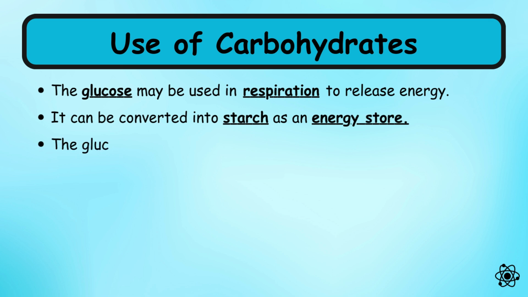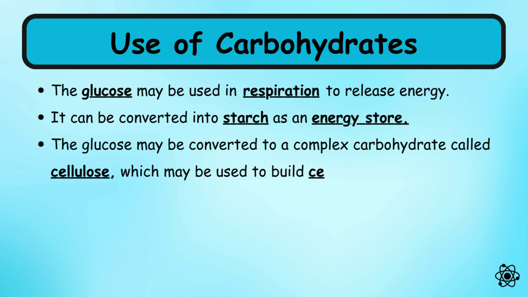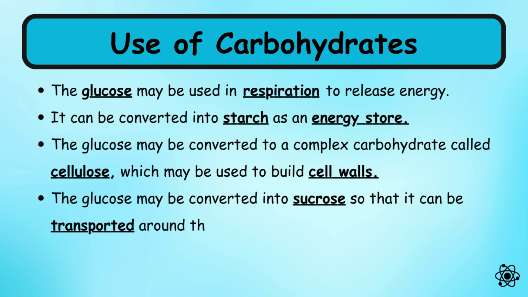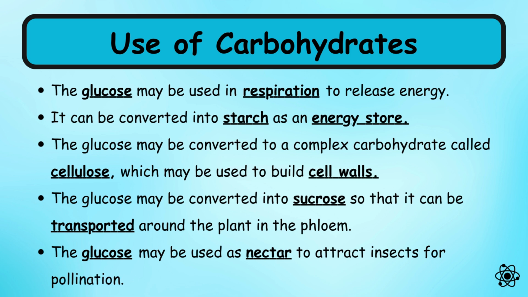Glucose that is not needed for respiration is turned into starch and stored. The glucose may be converted to a complex carbohydrate called cellulose, which may be used to build cell walls. The glucose may be converted to sucrose so that it can be transported around the plant in the phloem. This sucrose will be distributed to all parts of the plant that do not photosynthesize. The glucose may also be used as nectar to attract insects for pollination.